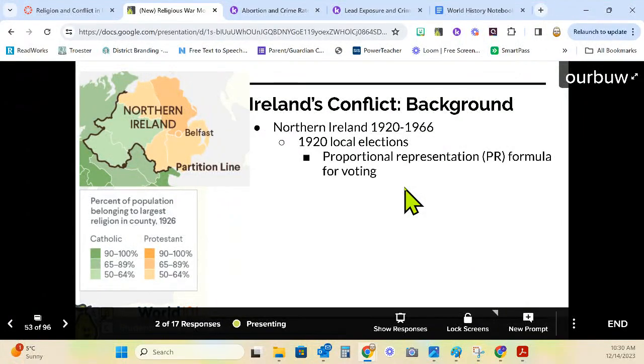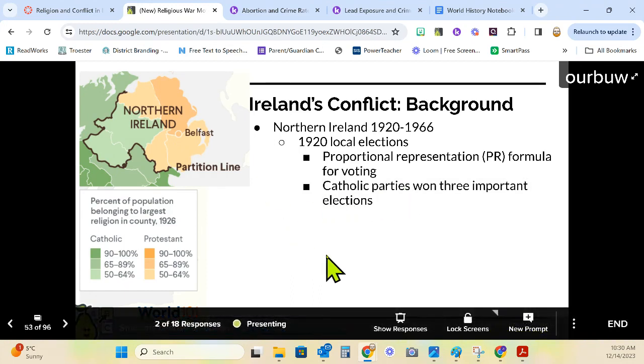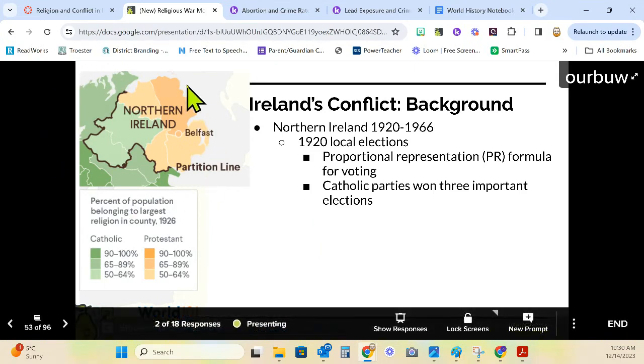As I said, what matters most to us is how the elections were conducted and affected the outcomes. In 1920, elections for local governments in Northern Ireland were conducted using something called a proportional representation formula. This allowed Catholic parties to win 3 key local elections. Now, it's not surprising that they win at least some elections.